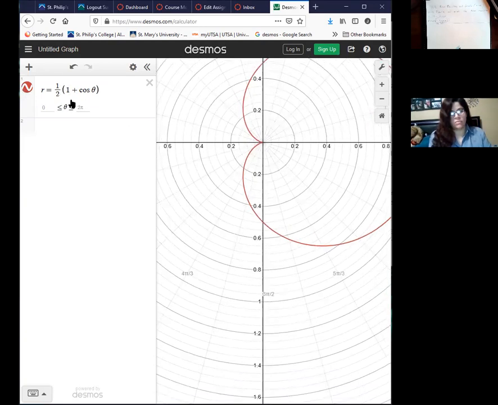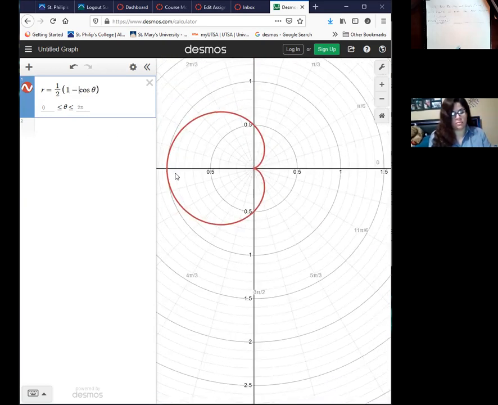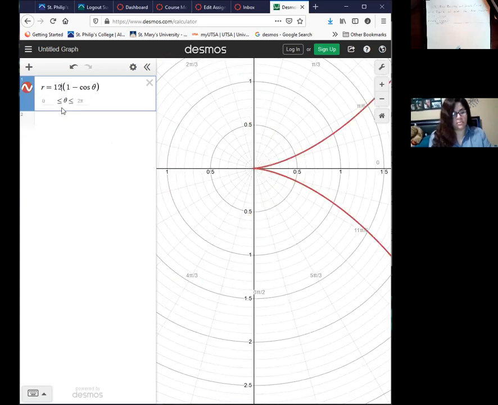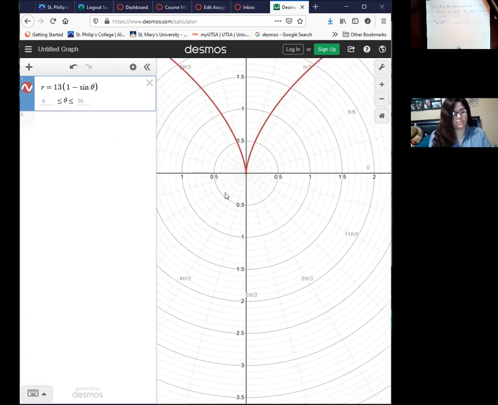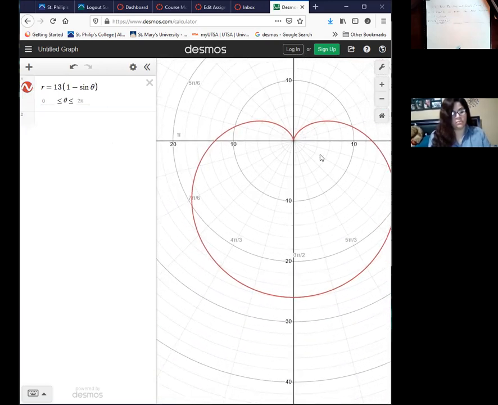So this is scaling it. The minus, see what that does. It's also a type of reflection. Let me put the 13 back. See what happens if I put a sine. Now it's, yeah, flipped this way, just like we thought. But as long as it's one of those, it should be a heart type.